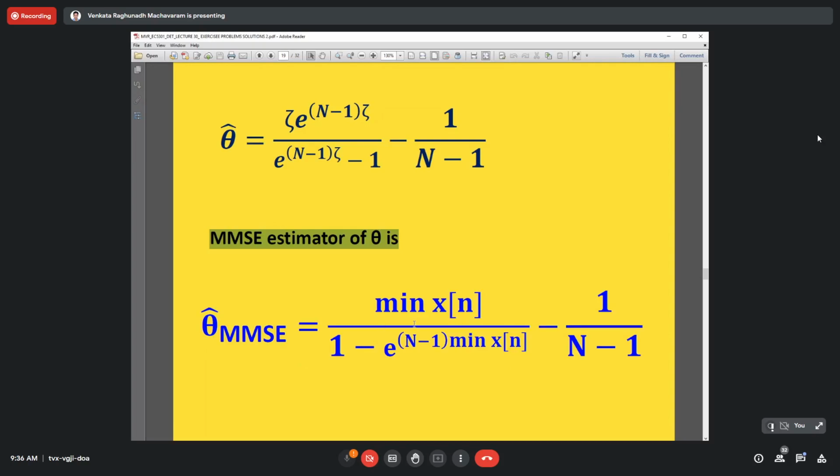So how do you calculate this? Observe the data, select the minimum. That means sorting. After sorting, you take the minimum and substitute into this minimum value. So n you already know, substitute, compute this value.